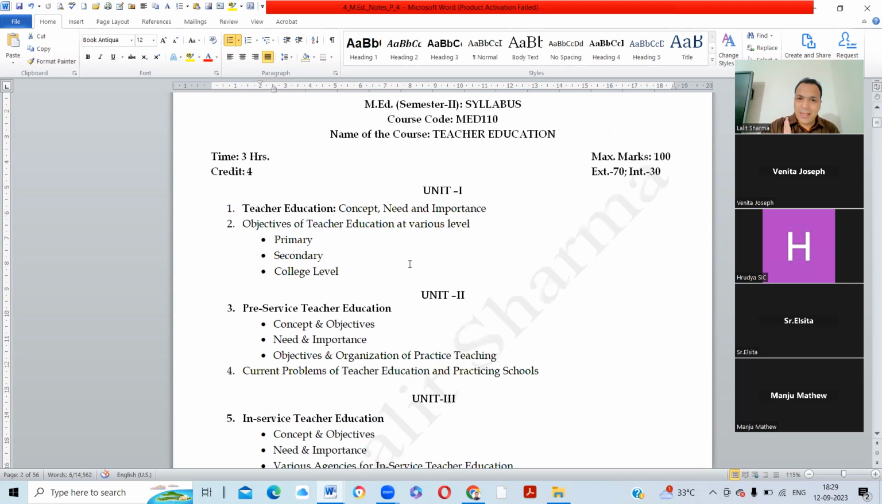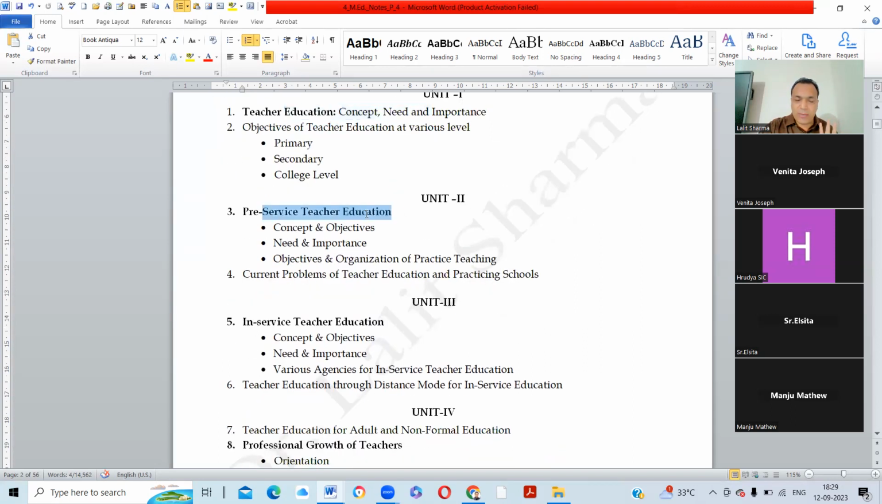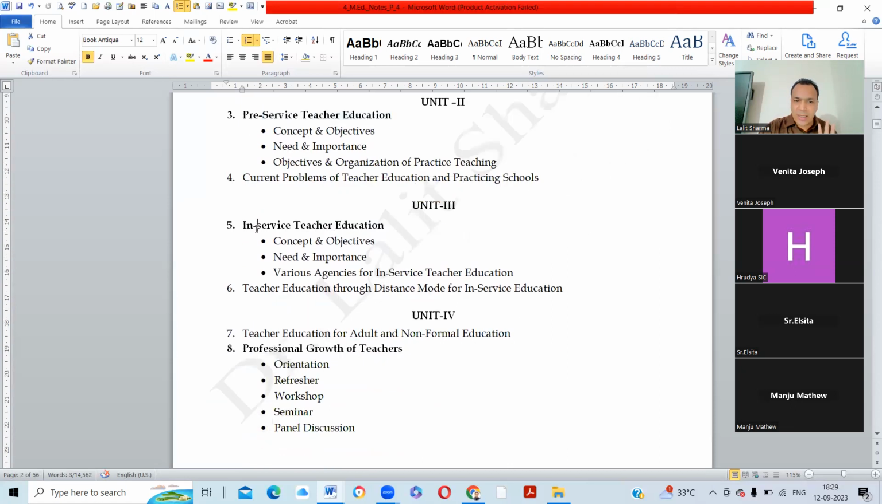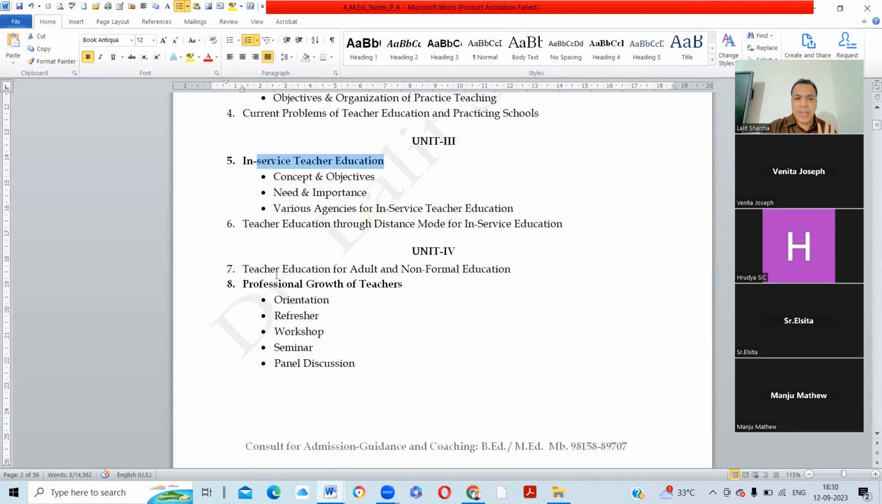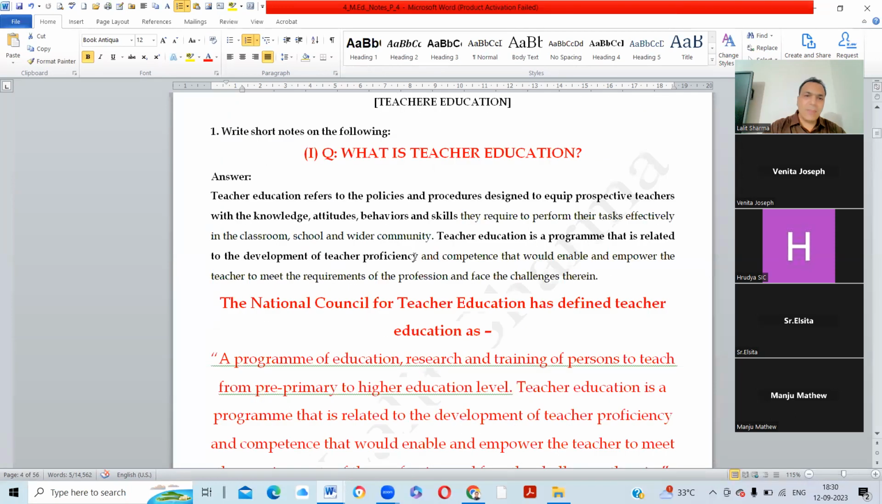So guys, cleared? Once again, I say that in this paper, the topic is teacher education. If the concept is clear of teacher education, pre-service teacher education, third is in-service teacher education, and last is professional growth of the teacher, then your paper is cleared. So now we will discuss all the topics swiftly, right guys?